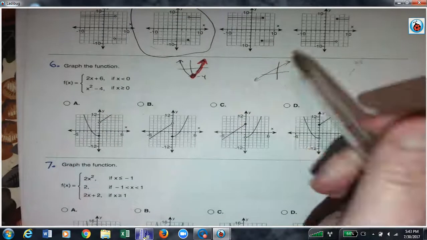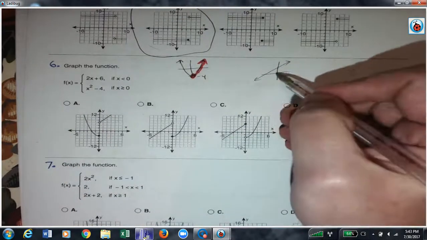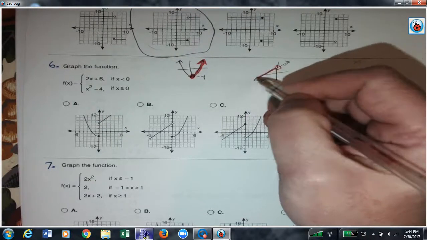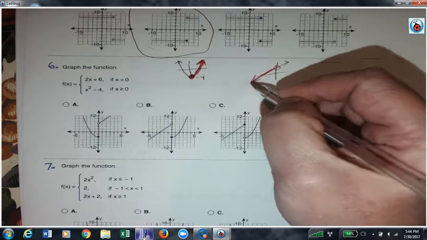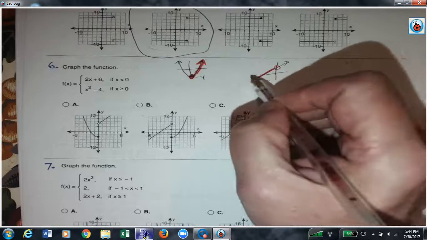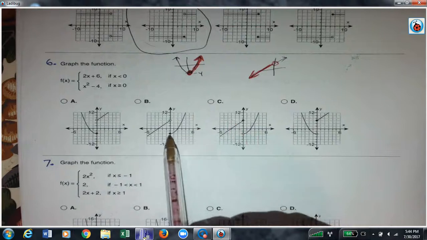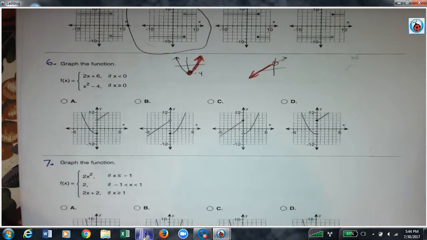I only want this line when x is less than 0. So I do not include this point and just have the part of the line when the x values are less than 0. So putting these two together on the same graph is going to give me that one.